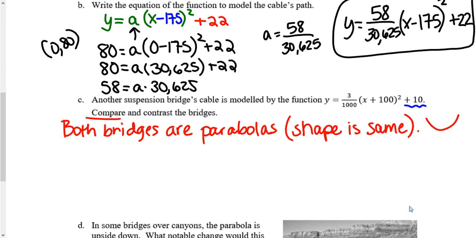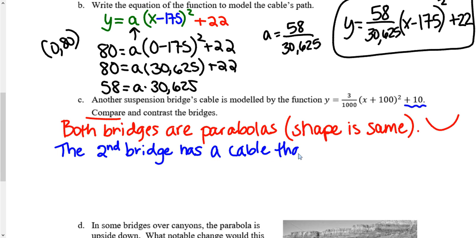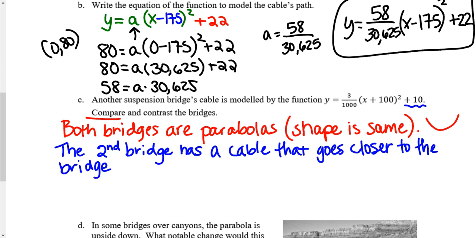Well, I can look at this number on the end, the 10 there. What is that going to do that's different? The second bridge has a cable that hits closer to the bridge. Okay, so the first bridge had a height of 22. The second bridge is just going to have a height of 10 right there. Okay, let's see what else we could say.